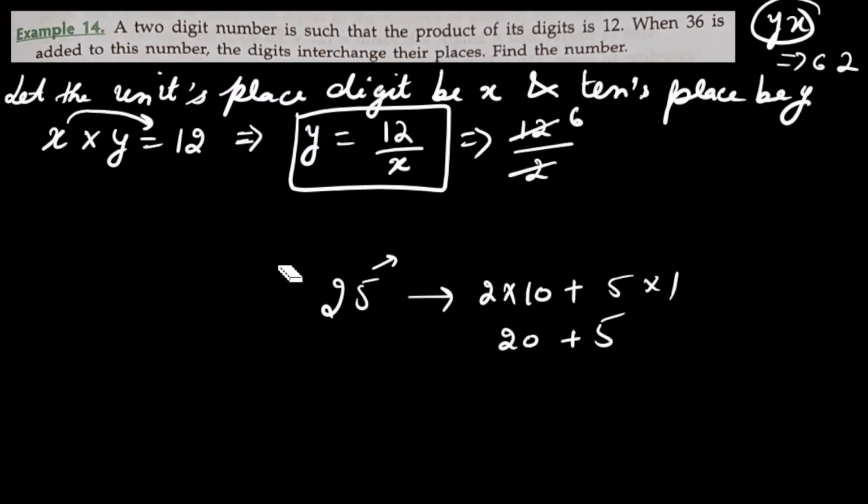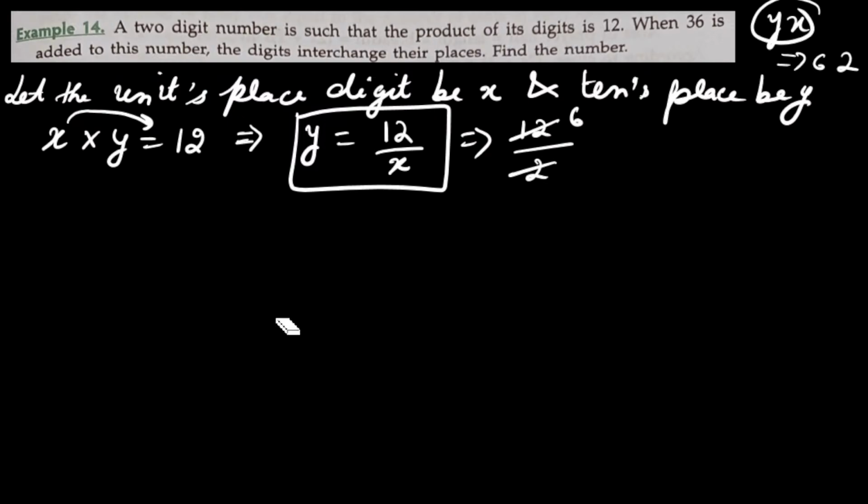This same concept we have to apply in numbers when we are assuming the numbers in terms of x and y. So here I have just assumed the number's unit place digit as x and tens place digit as y. They have mentioned these things. I have written the product of the digits is 12, and the product I have written as x into y, which becomes 12. From here I found the value of y by shifting x to the other side. So I found the value of y as 12 by x. Now let's see here.